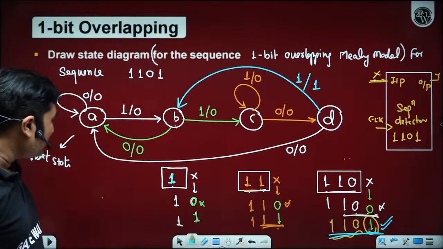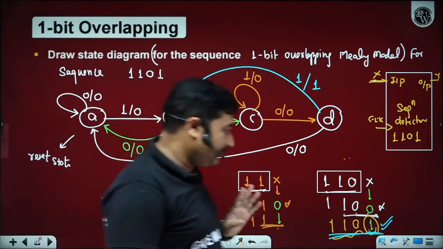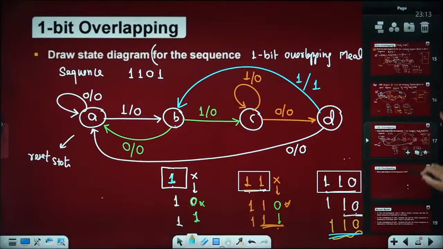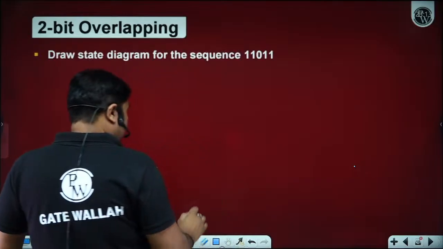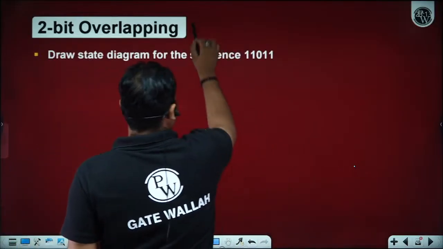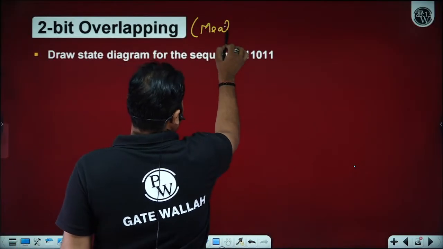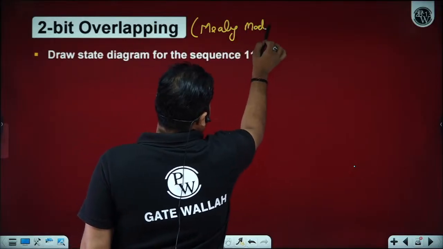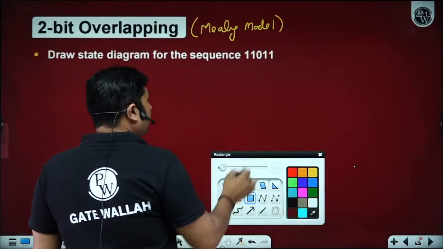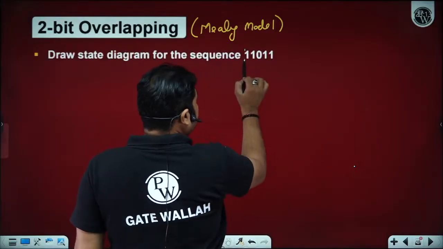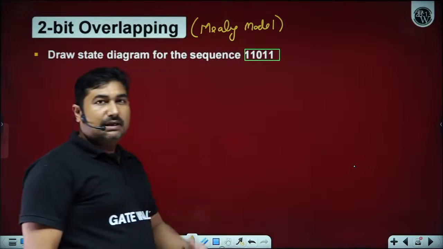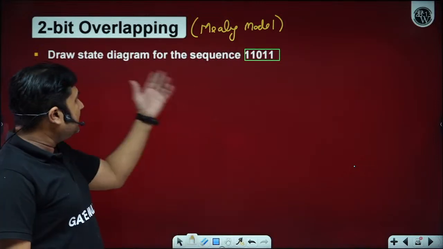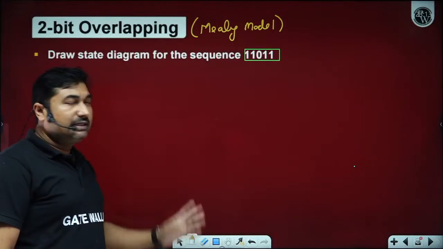Great. Now please observe 2 bit overlap. Now please observe the last one, that is 2 bit overlap. In case of a 2 bit overlap Mealy model, we are talking about a Mealy model, okay? If we talk about the 2 bit overlap Mealy model, let us suppose we have a sequence 11011, mostly used in many of the books. So 11011. State diagram for the sequence 11011.